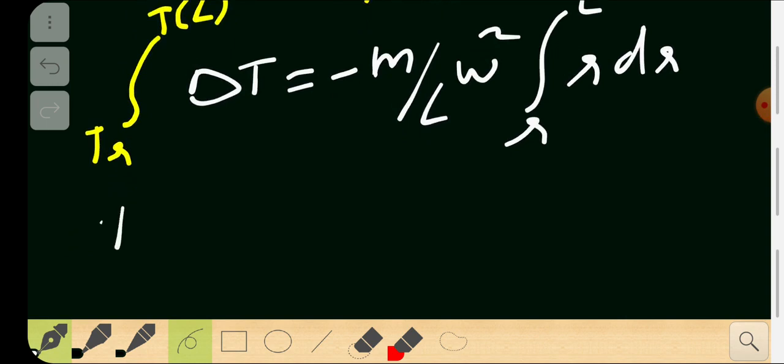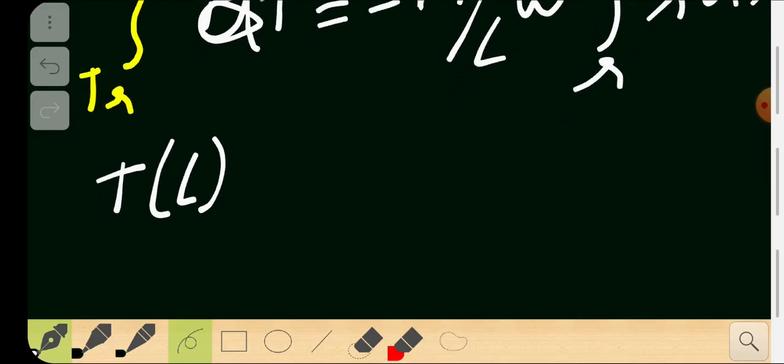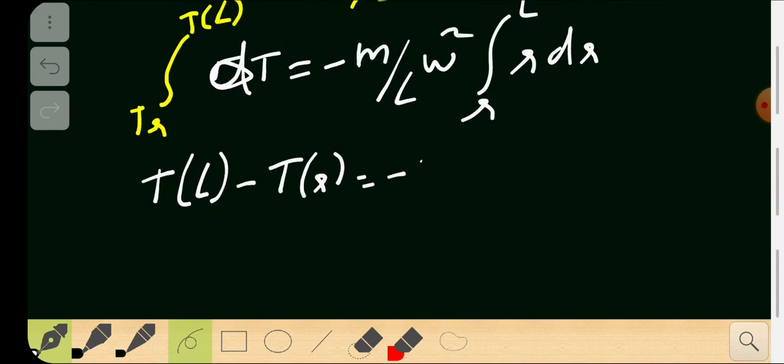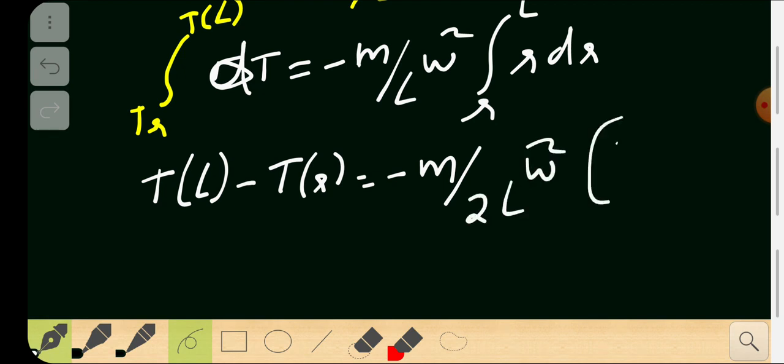So you get T of L, these are dT's and dr's, right? So this is also dT for smaller delta T values, as delta r tends to smaller and smaller values. We have done this several times anyway, so we are limiting it. So T of L minus T of r must be equal to minus m by L, and when you integrate r, you get r square by 2, so you get a 2 here, times omega square, and inside you get L square minus r square within the limits. Okay, just like that, I just did it.